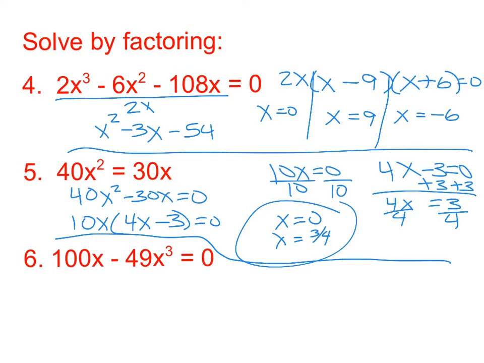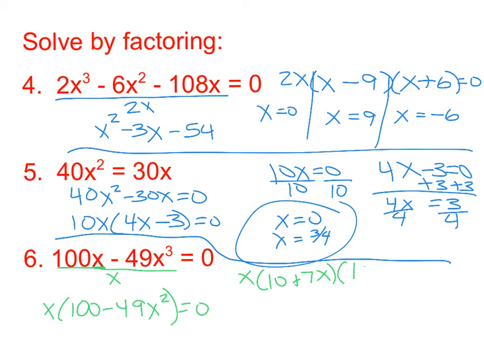All right, and then the last one. Again, we have a GCF because notice there's an x here and we have x to the third. Can we divide 149 by anything? No. So we get x times 100 minus 49x squared. That is the difference of 2 perfect squares. So x times 10 plus 7x, 10 minus 7x. So we get 3 answers: x equals 0, x equals -10 over 7, and x equals 10 over 7.